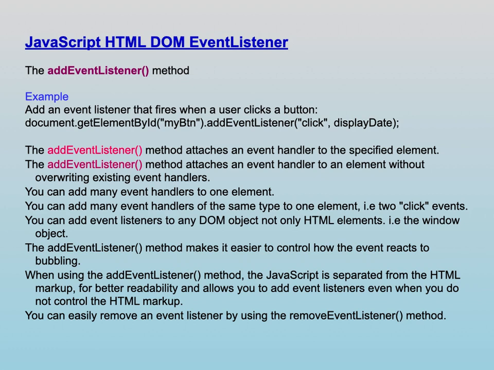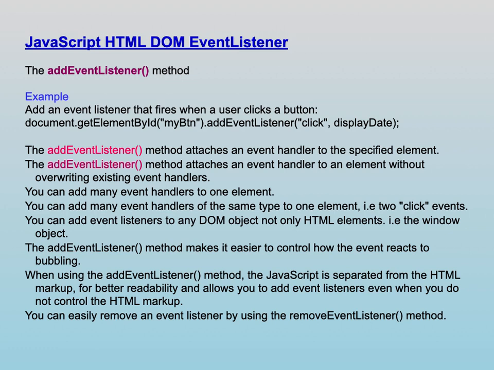You can add many event handlers to one element. You can add many event handlers of the same type to one element, that is two click events. You can specify for one element two or more. You can add event listeners to any DOM object, not only HTML elements, that is the window object also. The addEventListener method makes it easier to control how the event reacts to bubbling.